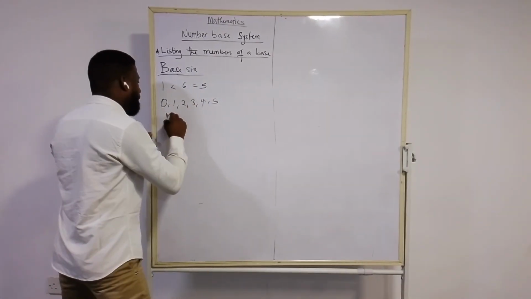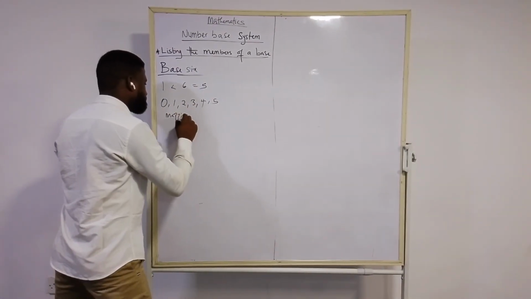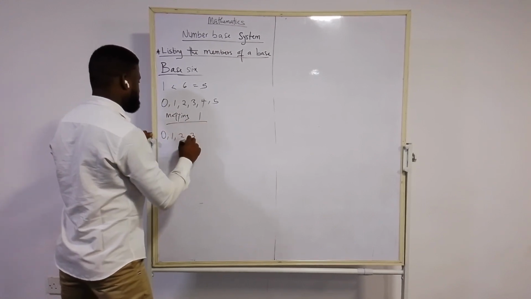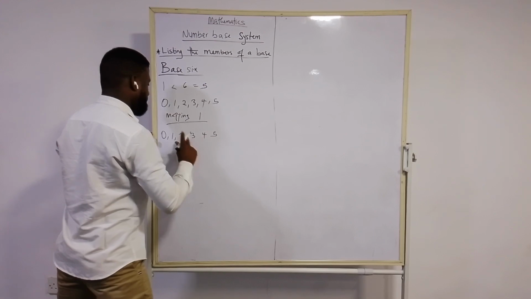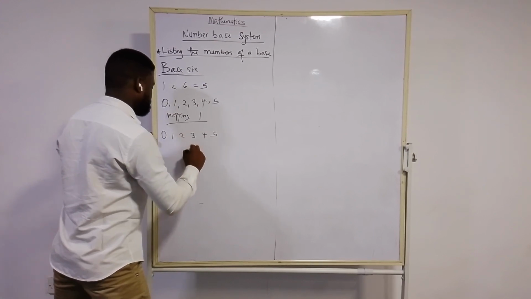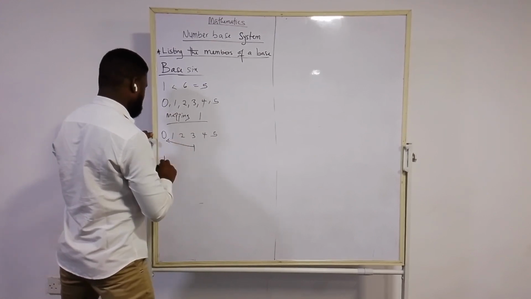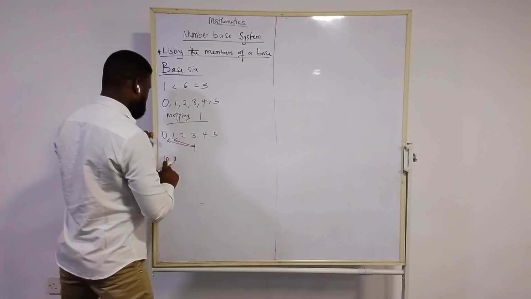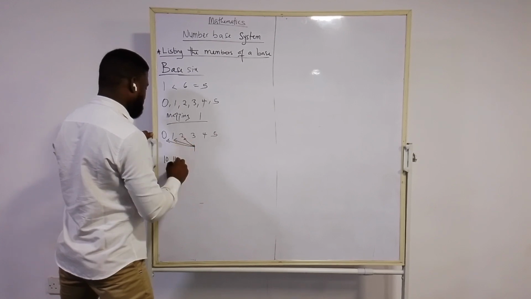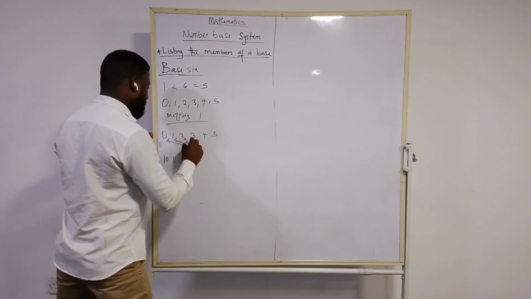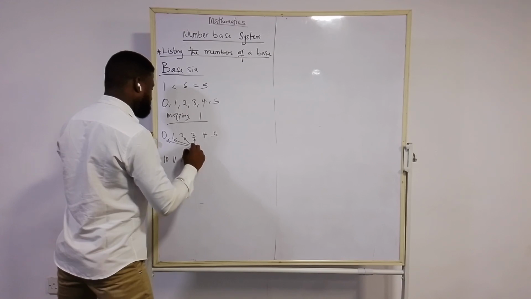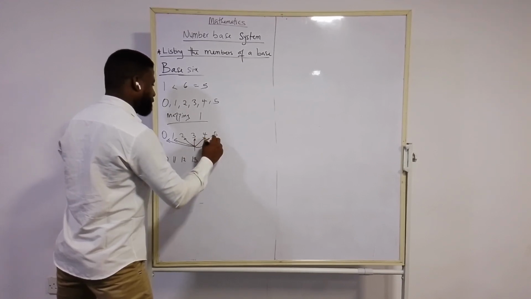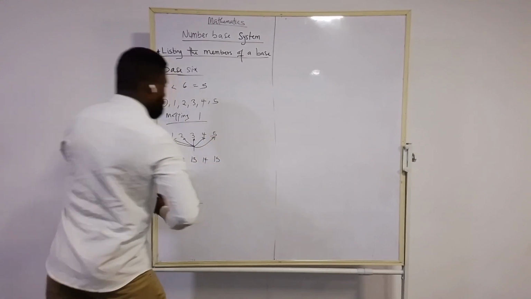Now, mapping 1. Write it as 0, 1, 2, 3, 4, and 5. If you map 1 to 0, you get 10. You map 1 to 1, you get 11. You map 1 to 2, you get 12. You map 1 to 3, you get 13. Map 1 to 4, you get 14. And then when you map 1 to 5, you get 15.